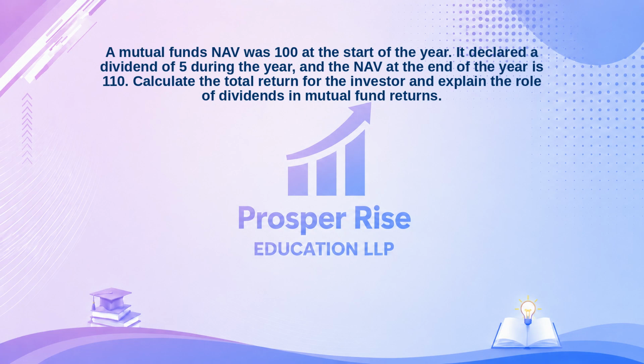A mutual fund's NAV was 100 at the start of the year. It declared a dividend of 5 during the year, and the NAV at the end of the year is 110. Calculate the total return for the investor and explain the role of dividends in mutual fund returns.